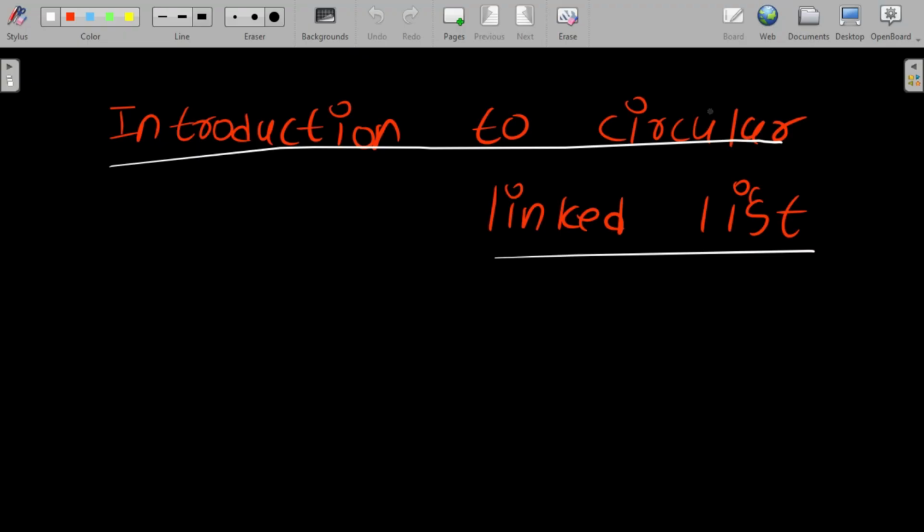So, introduction to circular linked list. Don't worry, I will explain everything from the beginning using very simple words. So without any delay, let's begin today's lecture. The first question is, what is a circular linked list?